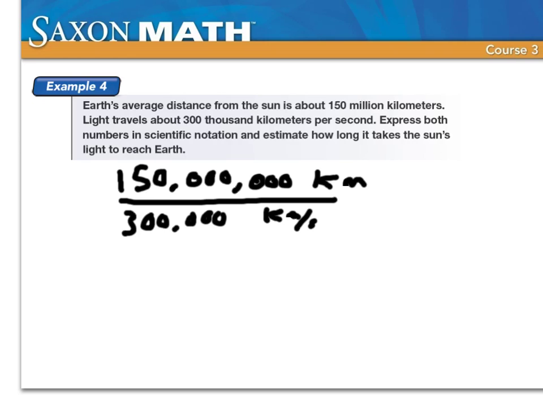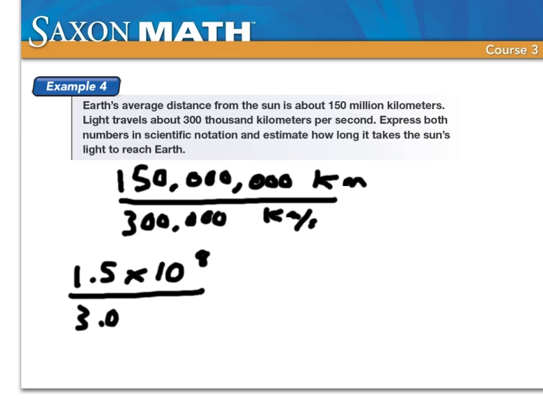Okay, well, we need to first write these numbers in scientific notation. So 150 million is 1.5 times 10, and if we put the decimal right here in 150 million, there are 8 places after the decimal. So 1.5 times 10 to the 8th. We need to divide that by 300,000. We take 3, or 3.0, times 10. And if I put the decimal in between the 3 and the 0, there are 5 spots after the decimal place, so it's times 10 to the 5th.